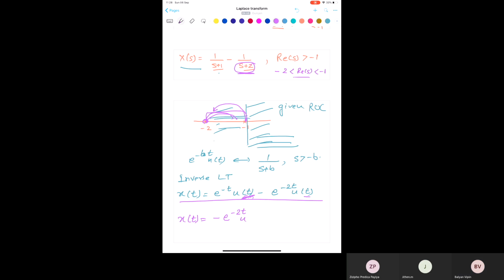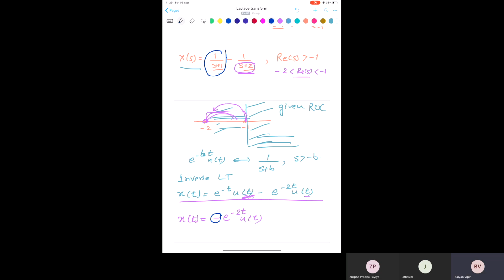u(t). From where did this minus come? This minus is from this minus. I didn't bring it from somewhere, from a formula or something. Now, for this one, the region of convergence is on the left hand side.